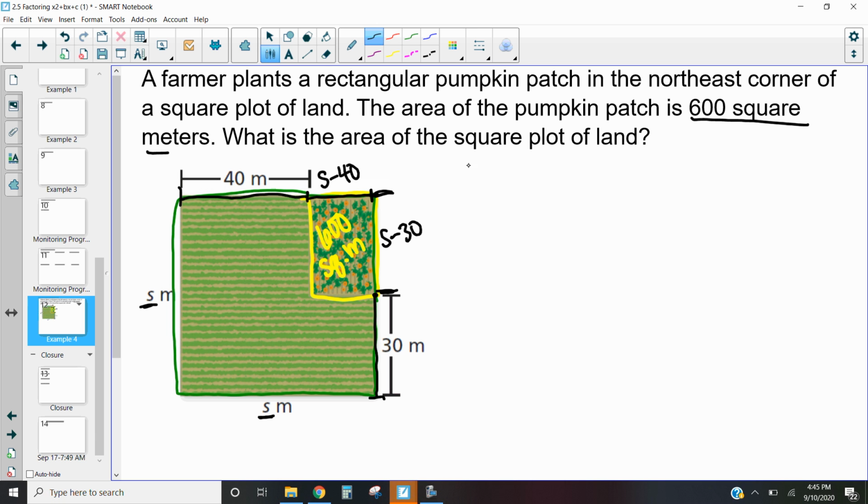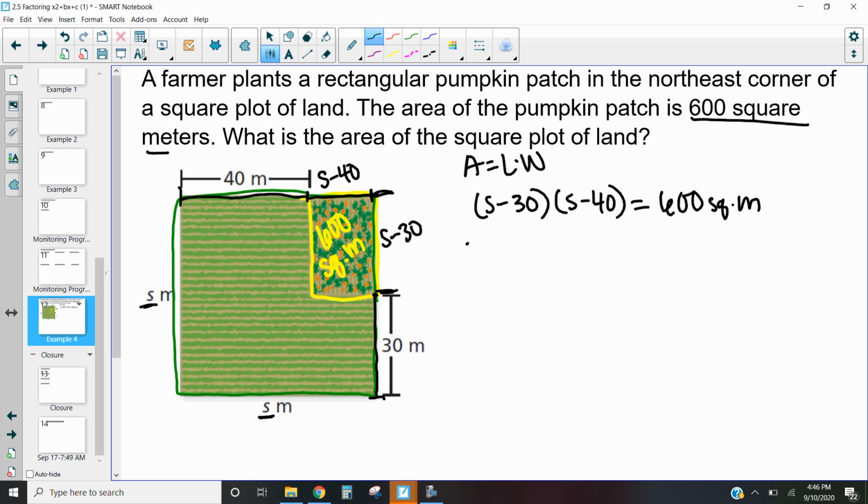And we can do that using this area that we know. So remember, area is length times width when we're talking about the area of a rectangle. So the length of my rectangle is going to be S minus 30 times the width of my rectangle, which is S minus 40, is going to equal the area of that pumpkin patch, which was 600 square meters. So then what I want to do is use this to solve for S.